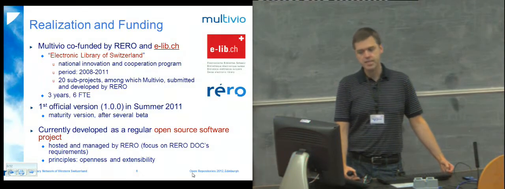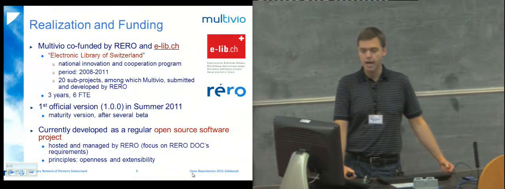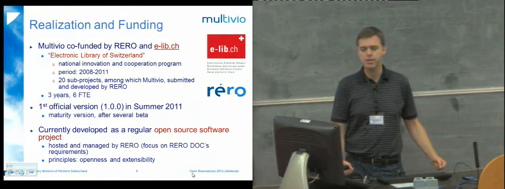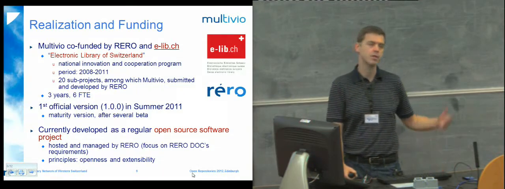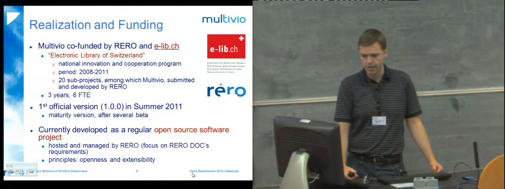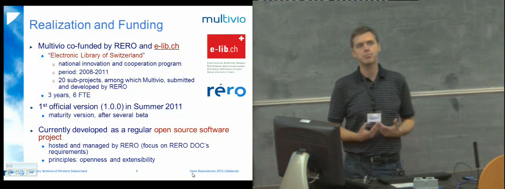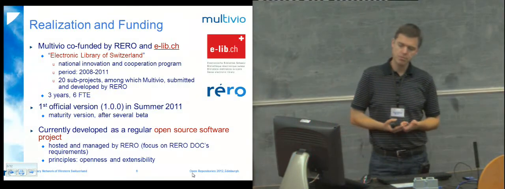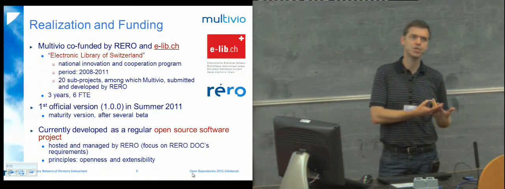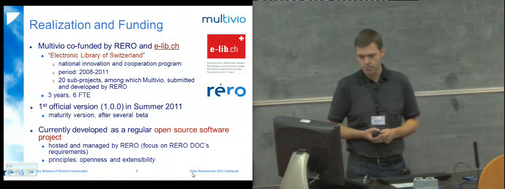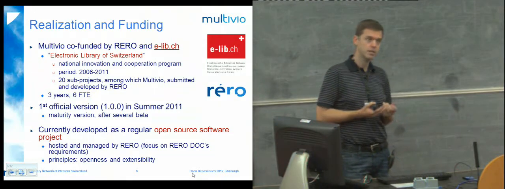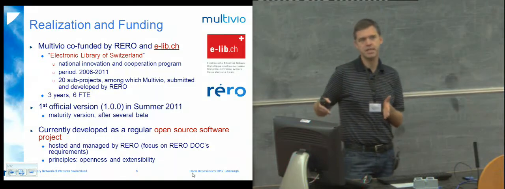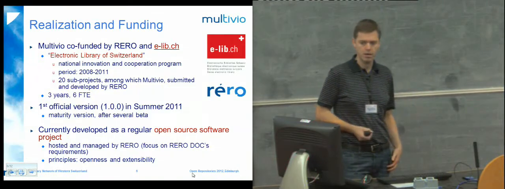At the same time, there was a national innovation and cooperation program in Switzerland that was launching, called elib.ch, the Electronic Library of Switzerland. It started in 2008 and ran until 2011. Actually, there's now a follow-up going on. We presented a proposal for a project called Multivio, and it was accepted. So this project was co-funded by elib.ch. We launched the first official version in summer of 2011. And since this funding period has ended, now Multivio is run as a standard open source software project.